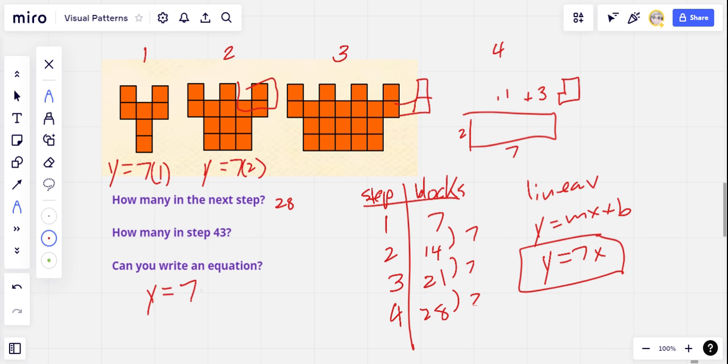So that's pretty nice. And from there, it's pretty easy to figure out how many in step 43. We just plug step 43 in for x. Okay, 7 times 43. Let me see if I can do this in my head. 7 times 40 would be 280. And 7 times 3 would be 21. So that would be 301 blocks in step number 43.